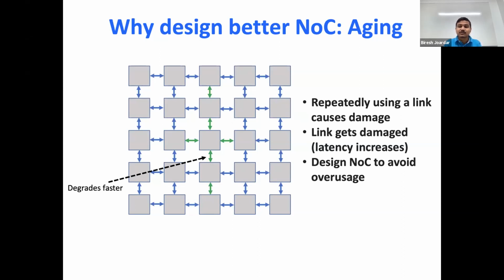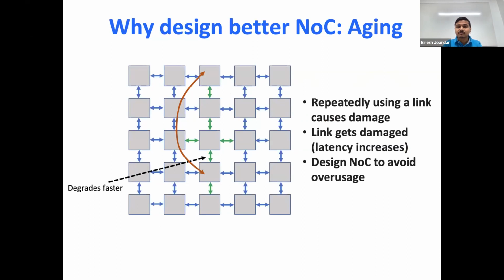So here we could solve this problem of aging by using some bypass route. Like let's say the green links are being heavily utilized. What if I add a bypass route? So now some of the messages could take this alternate route, which will ease the pressure on the earlier links. So this could improve the lifetime of my device as well.